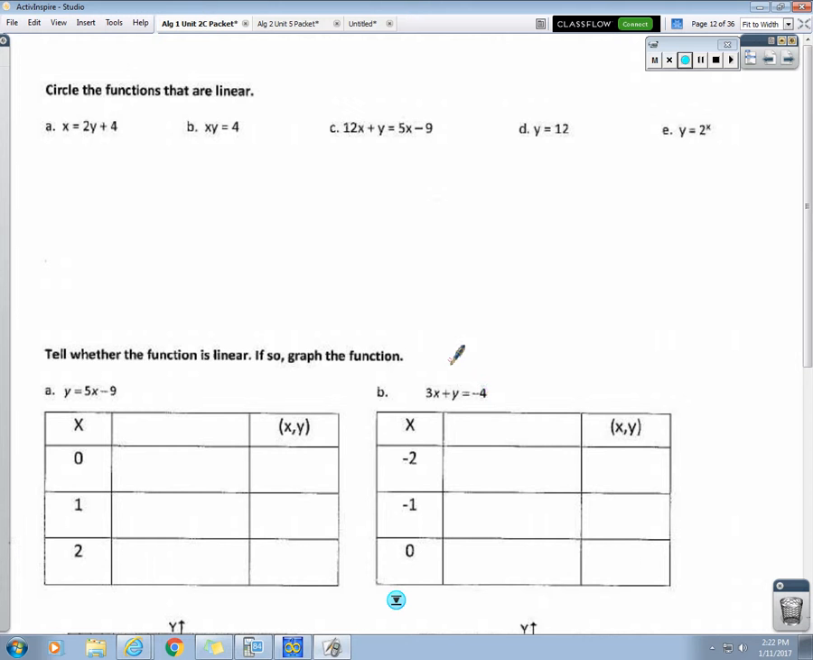Okay, now we're going to decide which functions are linear when they're given to us in equation form. So, A, raise your hand if you think it's linear. Raise your hand if you think it's not linear. Well, to be linear, doesn't that mean that it forms a line, which means you should be able to get it in this form? So why don't we try to get it in that form?